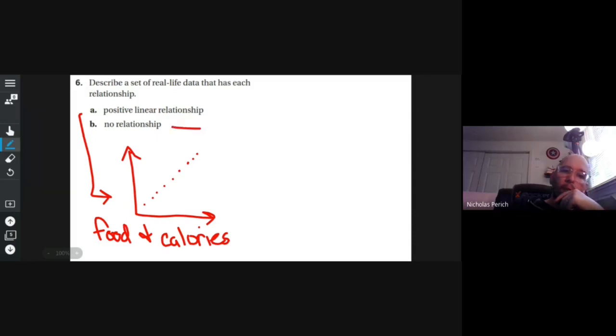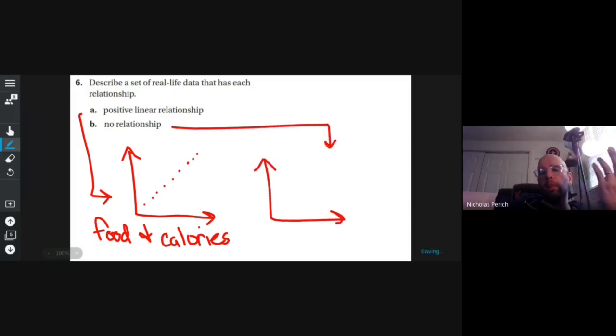For a no relationship, that means it could be anything. It could be dots going down and then back up like that. It could just mean dots everywhere like that. It could be straight across. It could be straight up and down. But two things that don't necessarily mean anything is hair color and how smart you are.